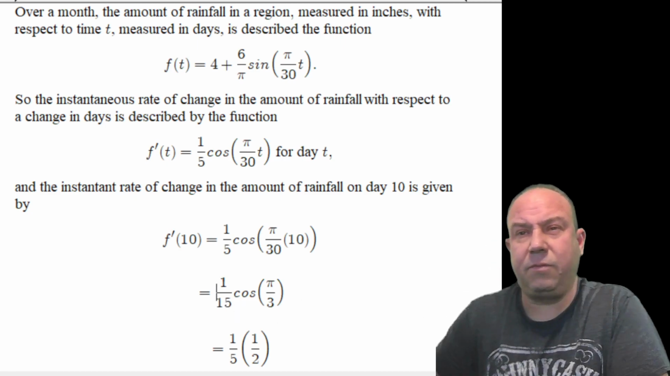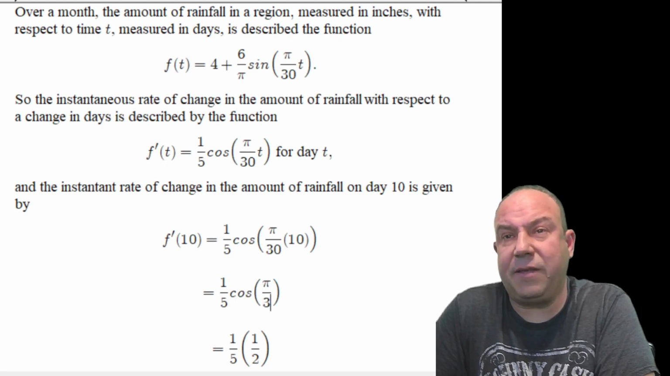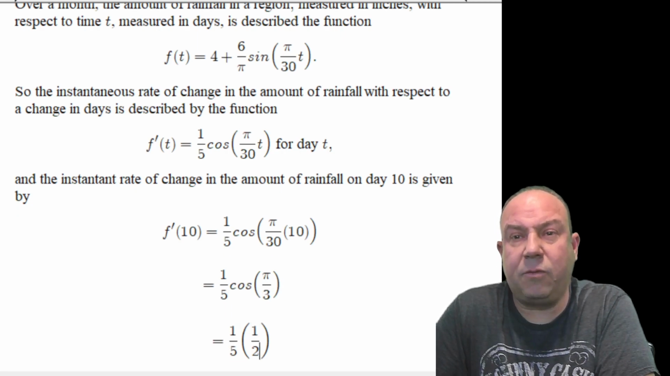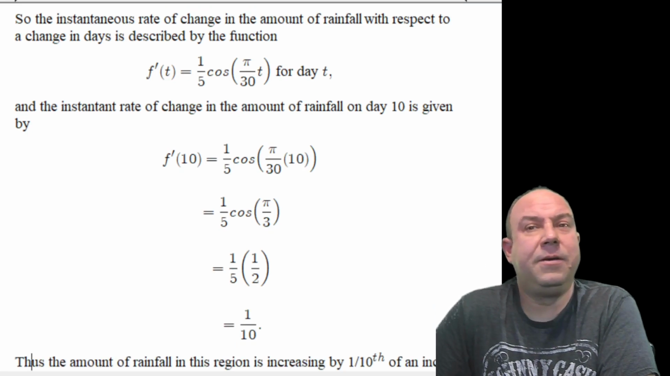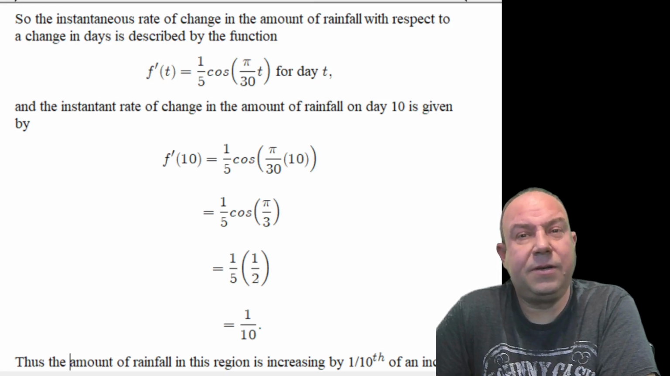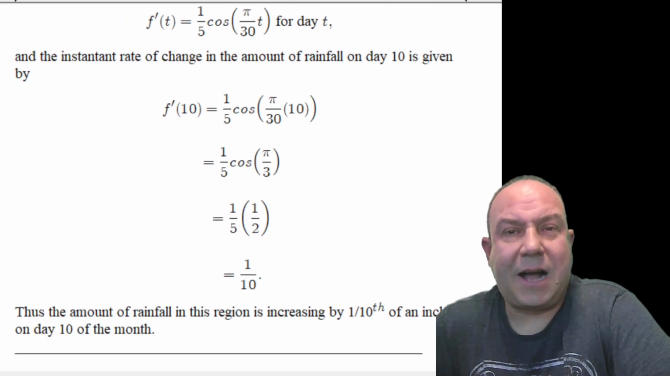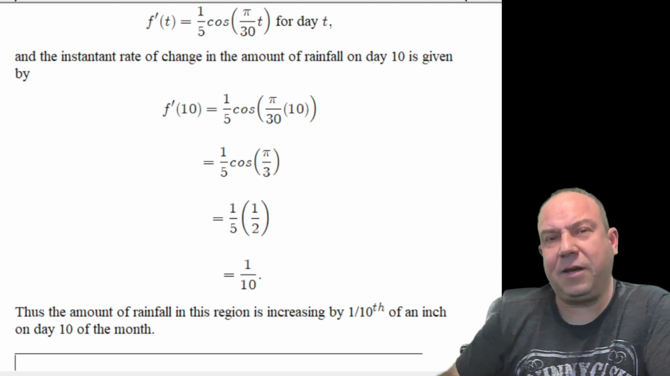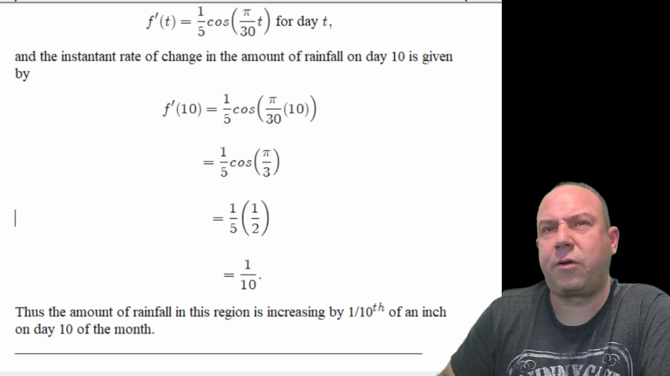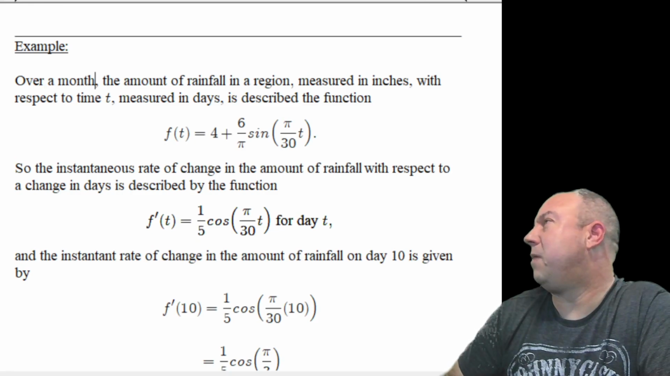So we're left with, where did this get 1/15 from? That should be 1/5 the cosine of pi over 3, which is going to be 1/5 of 1/2, which gives us 1/10 of an inch of rainfall. And that's going to be an increase because that is positive on day 10 of the month. And I guess we're looking at days in terms of days of the month here. Pi over 30 would make sense here, I think, in this problem. Yeah, over a month is what it says. My apologies.